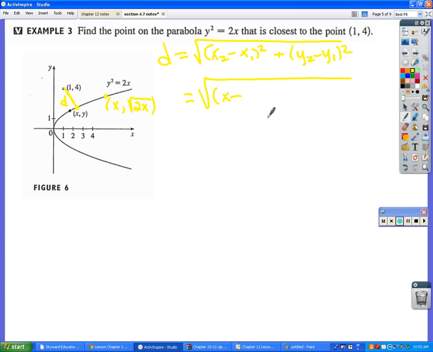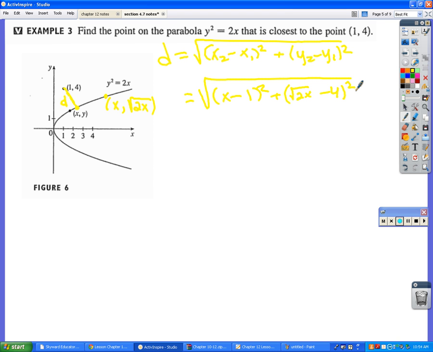Minus x1. What's x1? 1, squared, plus y2, which is the square root of 2x. It's the point, it's this thing right here. So my y point is going to be 4, minus 4, squared. Okay? And what do we need to do with that? Take the derivative and then set it equal to 0.